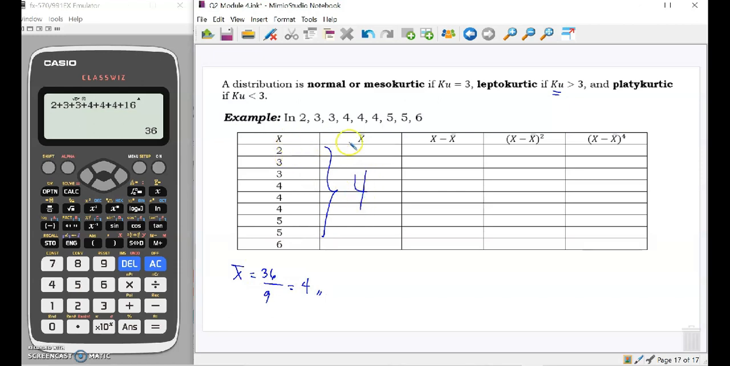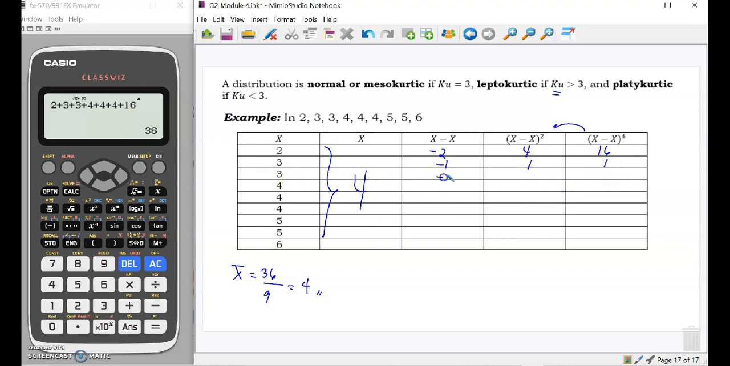This will be easier. So we subtract the score minus the mean. That's 2 minus 4 is negative 2. We square that, that would be 4. And getting the fourth power would be squaring this. So squaring a 4, that would be 16. Okay, we have our values already. 3 minus 4 is negative 1. Squared is 1, and squaring that one would be 1 as well.